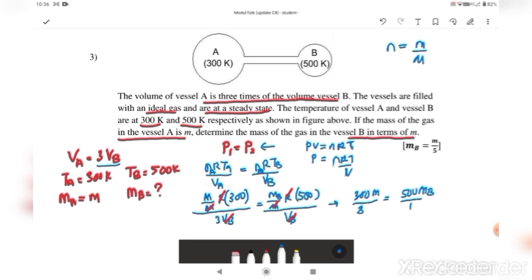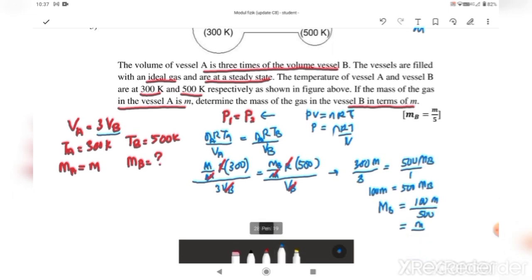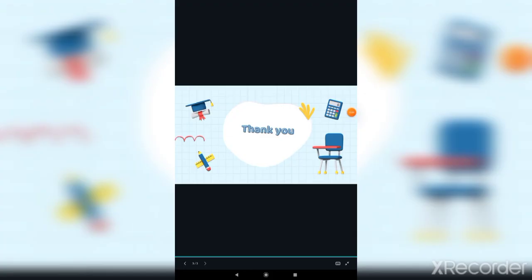After we rearrange the equation, 300 over 3 becomes 100M, which is equal to 500 MB. The question asks you to find MB in terms of M, so you rearrange the equation: 100M over 500. Simplify that, and we have mass B is equal to M over 5. Okay, that's all for this subtopic 13.1. So proceed to 13.2. Thank you.